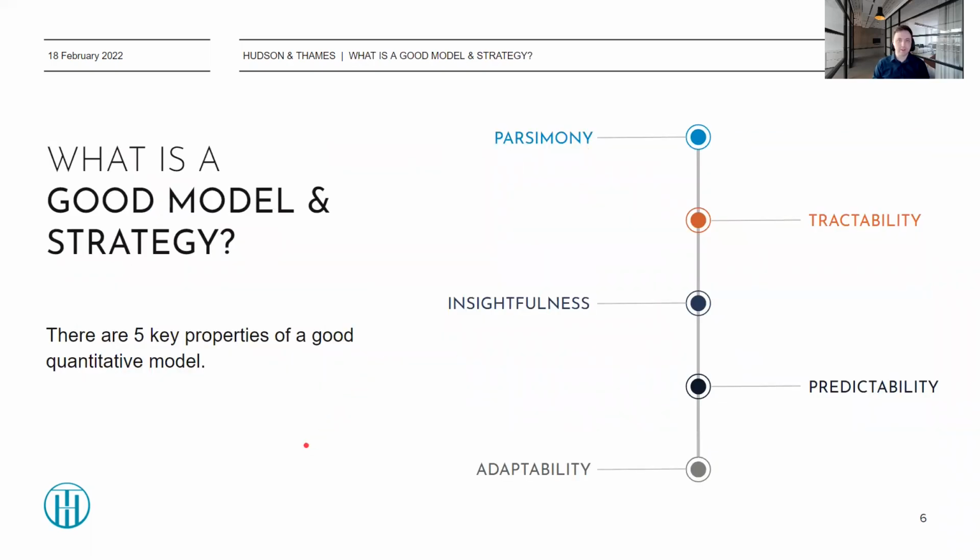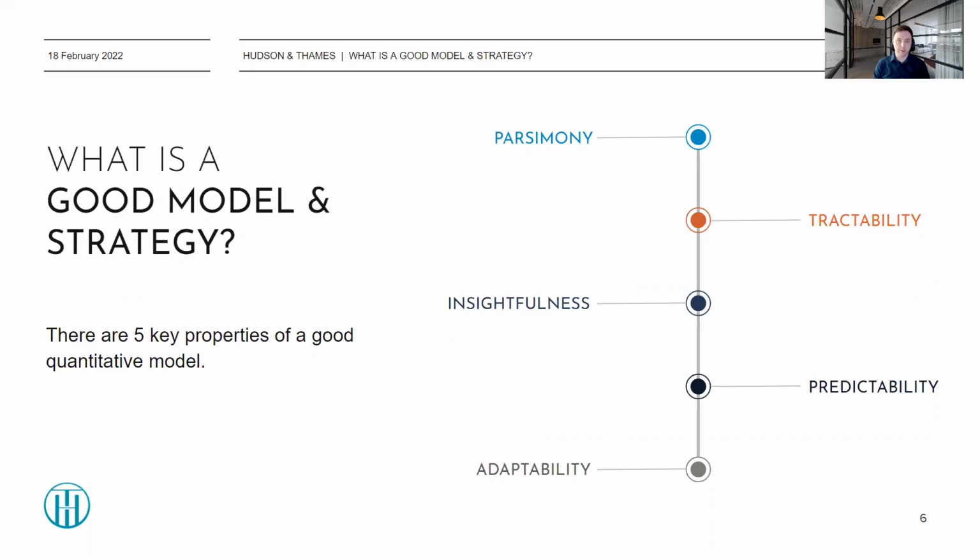So given this classification of strategies, you might be interested in further investigating one. You think that there might be an opportunity for profit, for example. And you might be wondering, what are some good characteristics that we should have in our strategy and model? So in this paper, they list 5 key properties of what makes a good quant model strategy. So let's go through this quickly.